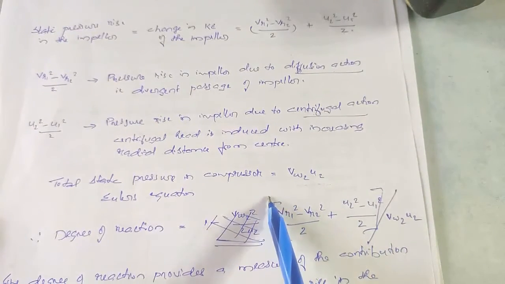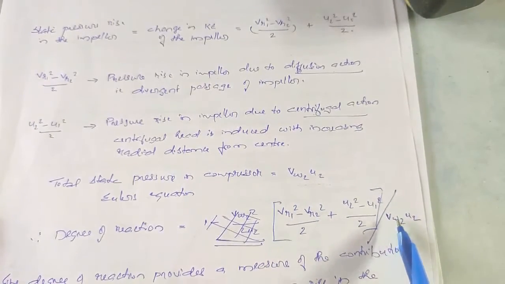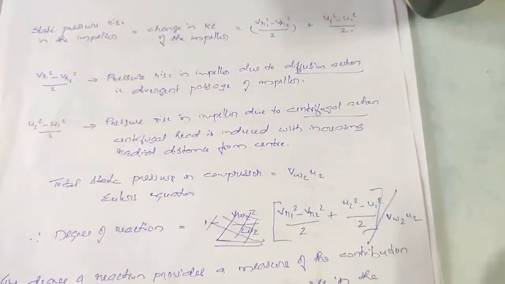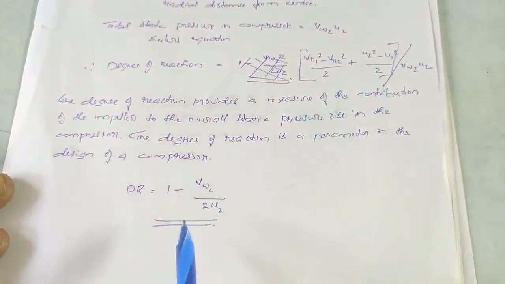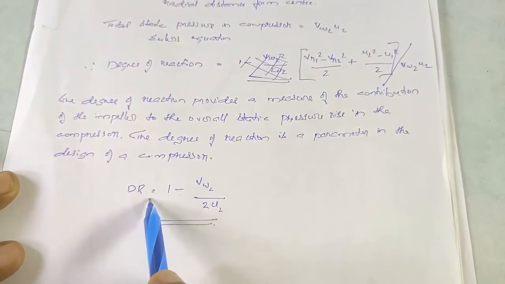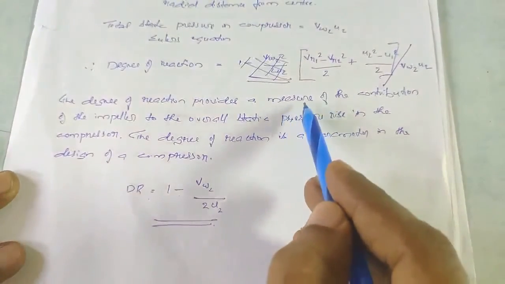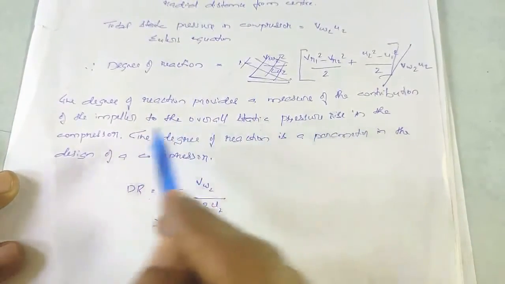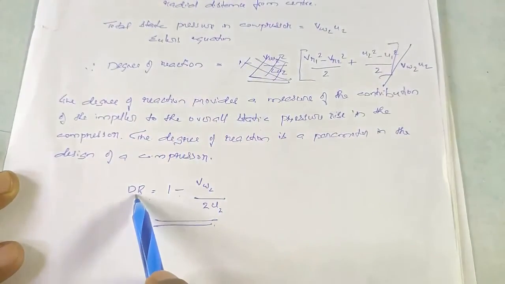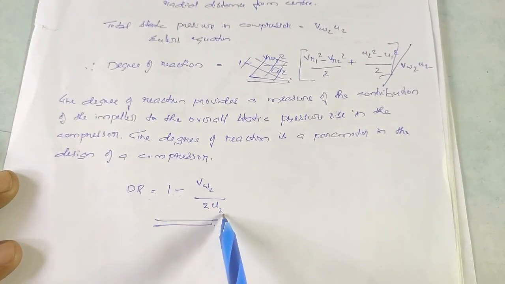And if we find out the terms and analyze this equation using the inlet and outlet velocity triangles, you can simplify the degree of reaction as 1 − VW2/(2U2). So degree of reaction, which is the measure of the contribution of the impeller to the overall static pressure rise in the compressor, is equal to 1 − VW2/(2U2).